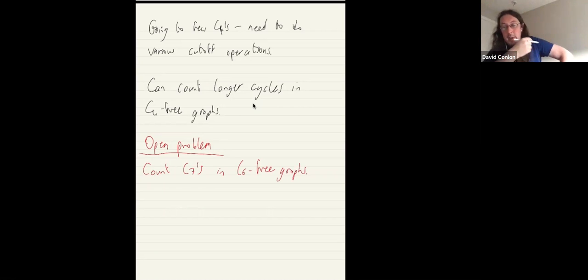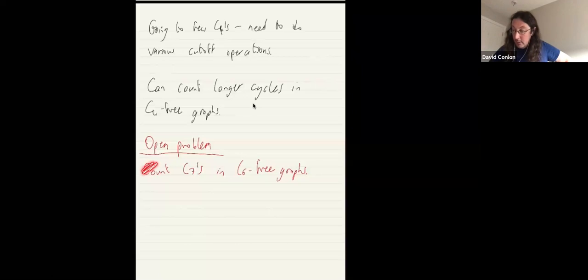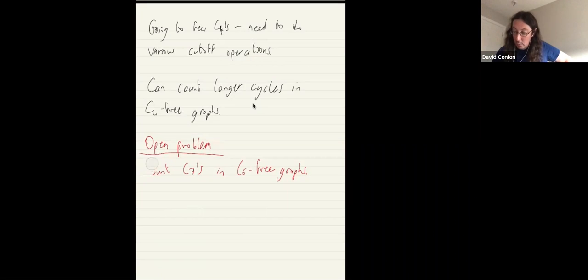Actually, you could strengthen the thing as well. So C6-free, or you could even assume that it has no cycles of length up to 6. So you could ban everything. And even then, we don't know how to do the counting. Actually, perhaps this is a misnomer. What we really don't know how to do is a removal lemma.